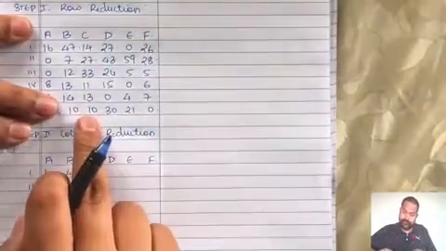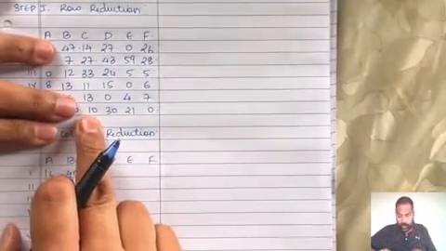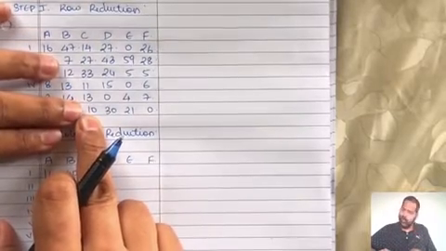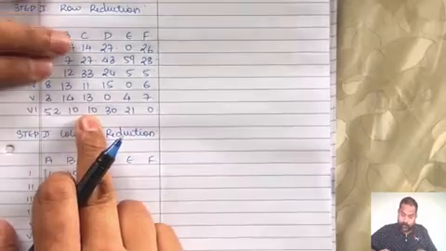Let's go to C. Does not have a 0. Okay. What is the least then? Oh, the least is 10. Well, then subtract throughout by 10.